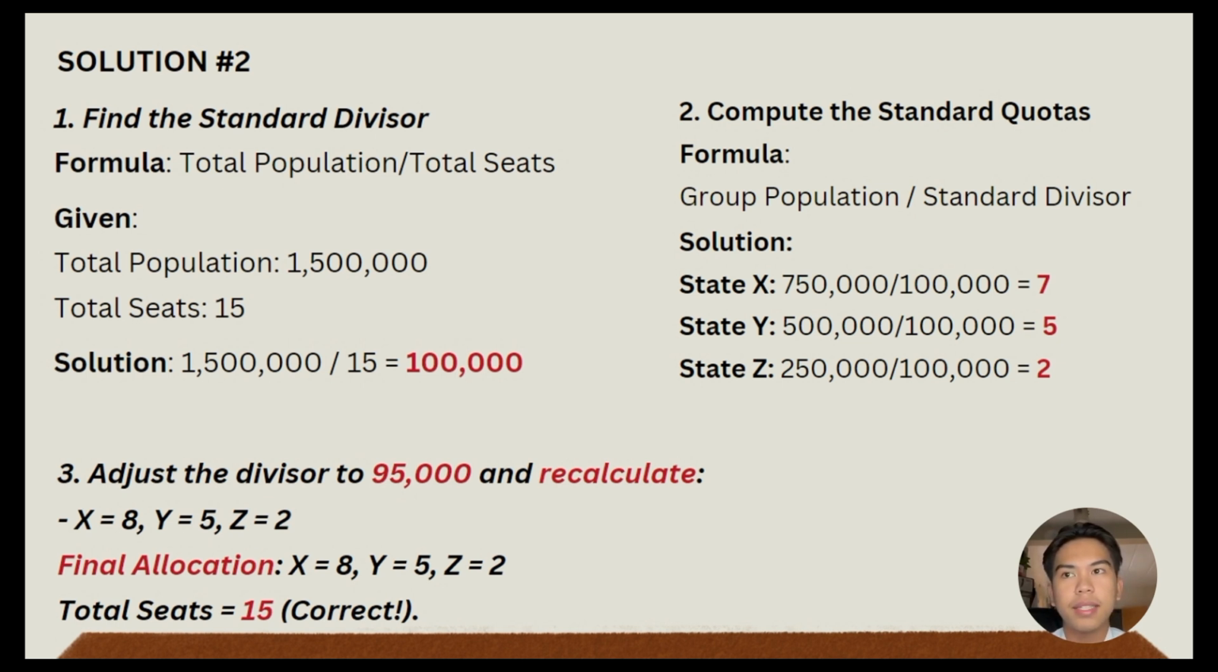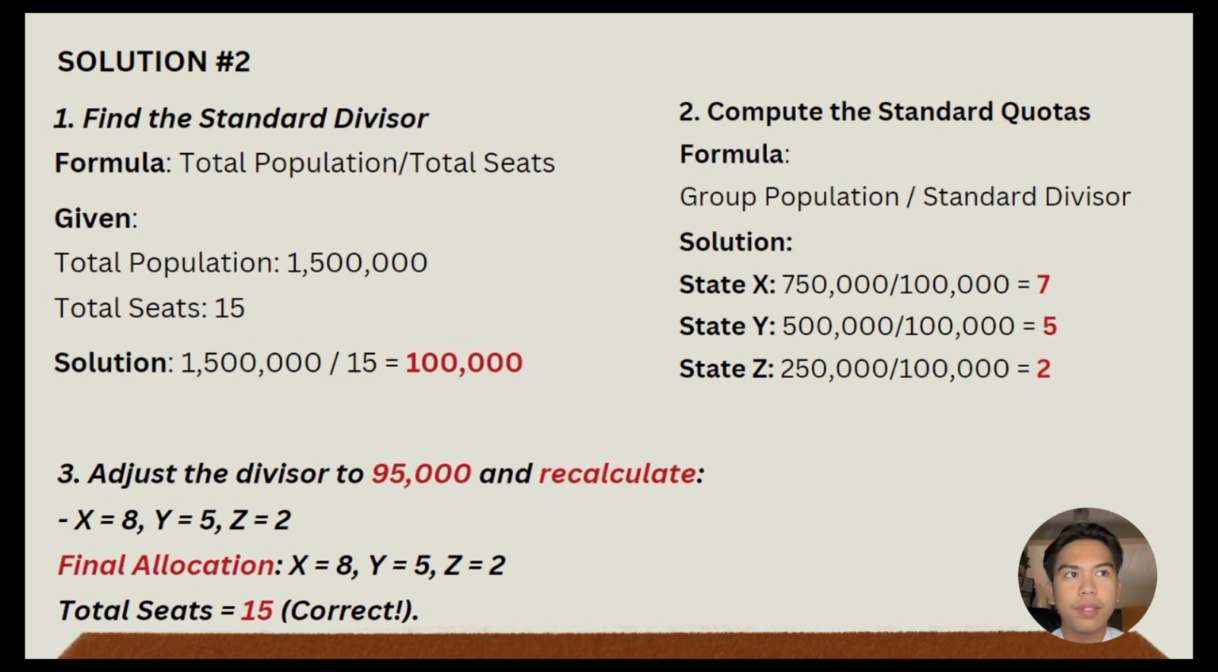State X is 750,000 divided by 100,000, which equals 7.5, or 7. State Y is 500,000 divided by 100,000, which equals 5. State Z is 250,000 divided by 100,000, which equals 2.5, or 2. Adding this up, we only get 14 seats instead of 15.